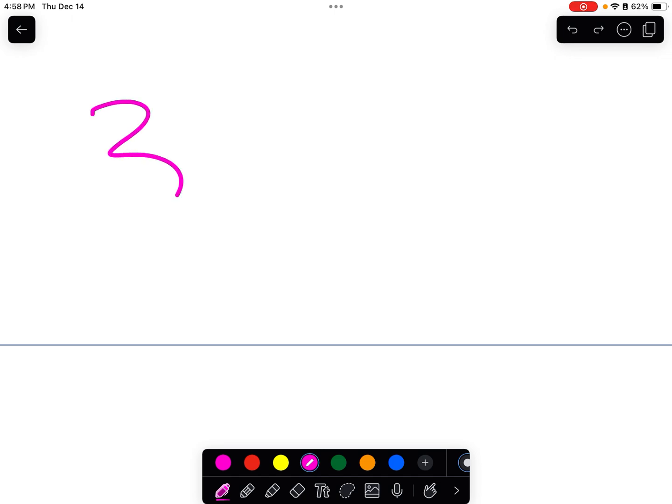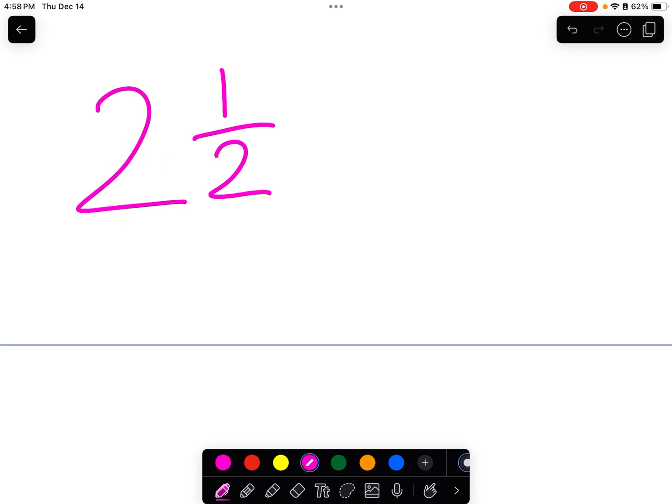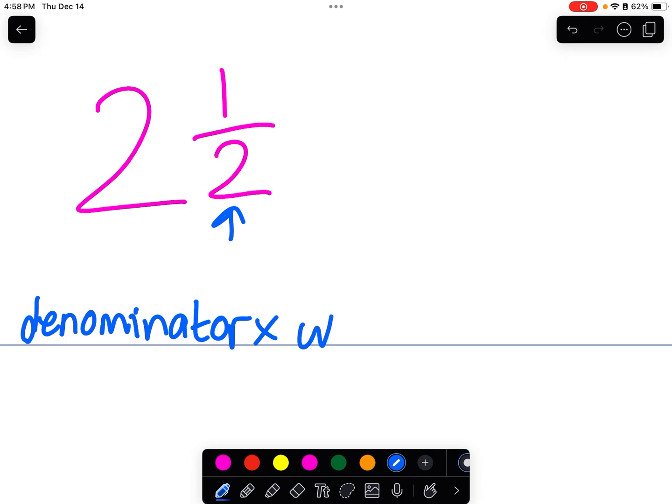Basically, let's go with our original example, 2 1/2, since let's pretend I just had 2 1/2 pizzas. So the formula, guys, goes like this. Now here we have the denominator. So we do denominator times the whole number.